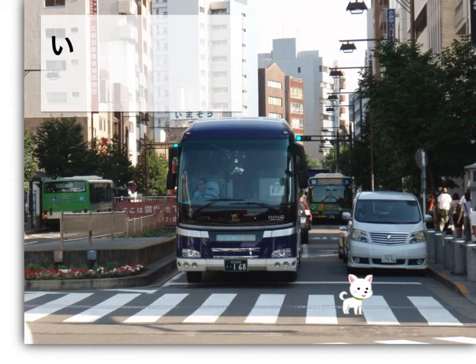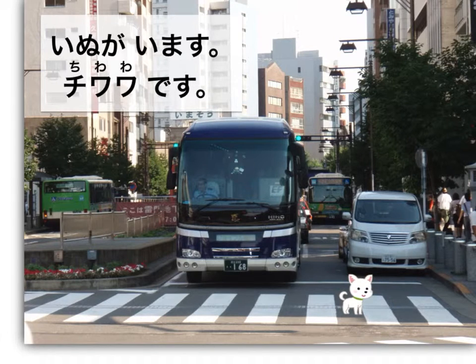あ、犬がいます。チワワです. Look, there's a dog. Oh, it's a chihuahua. We've therefore stated that something is 犬がいます, there is a dog, and then used des to identify it. チワワです. It's a chihuahua.